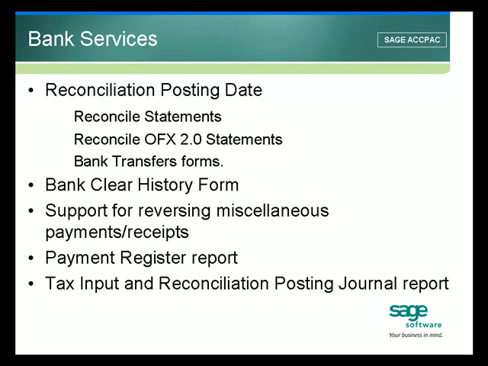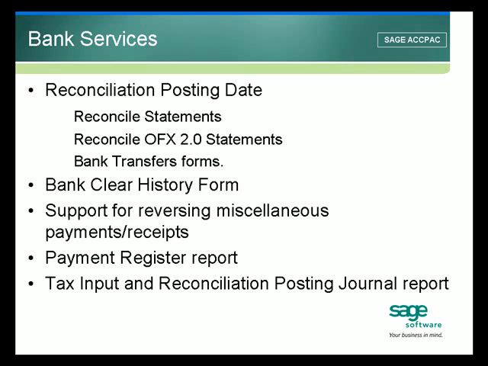The new bank clearing history option allows you to remove posted bank transactions, printed reconciliation posting journals, and printed transfer posting journals. The new option for reversing miscellaneous payments and receipts allows you to have associated invoices automatically reversed with the reversing of a miscellaneous payment or receipt. In bank services, when reversing an AP miscellaneous payment or reversing an AR miscellaneous receipt, you can choose to reverse the associated invoice.